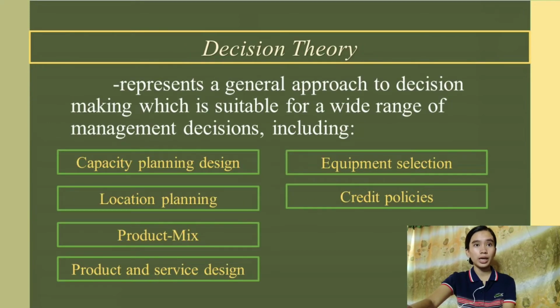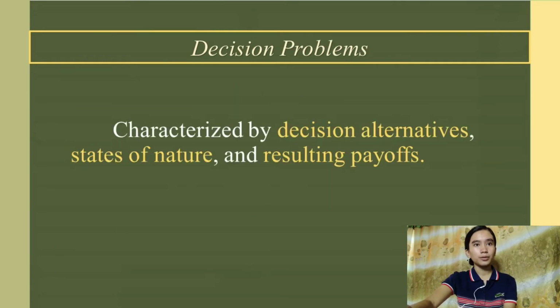So decision theory is a wide approach, or represents a general approach to decision making which is suitable for a wide range of management decisions, which includes the capacity planning design, location planning, product mix, product and service design, equipment selection, and credit policies. So decision problems is characterized by decision alternatives, state of nature, and resulting payoff.